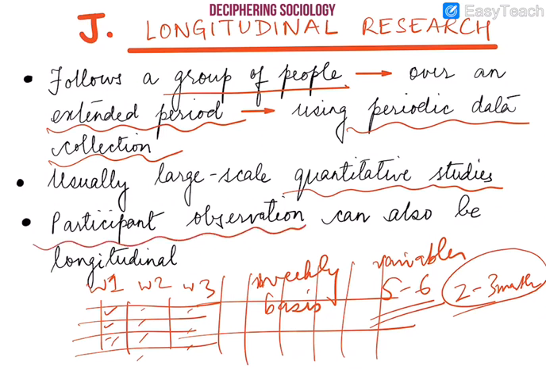A participant observation can also be longitudinal. If I stay there for 2-3 months and I jot down all these factors on a regular basis, then it becomes longitudinal research.